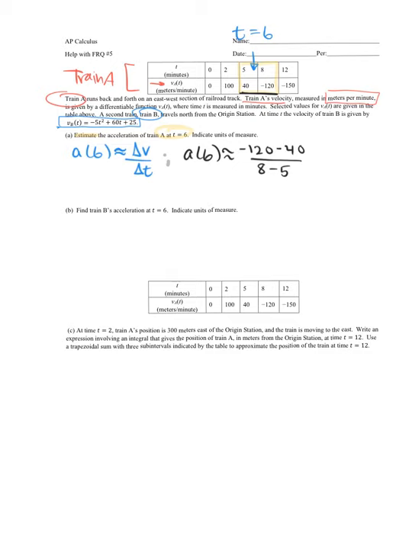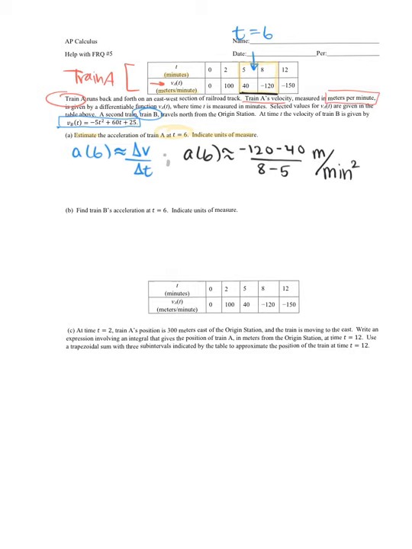And then the other piece I need to pay attention to is they asked me to indicate units of measure. So in this particular problem, I have meters per minute and minutes. I know that my numerator is meters per minute, right? And then I'm dividing by minutes. So that would be meters per minute, squared. Okay? All right.